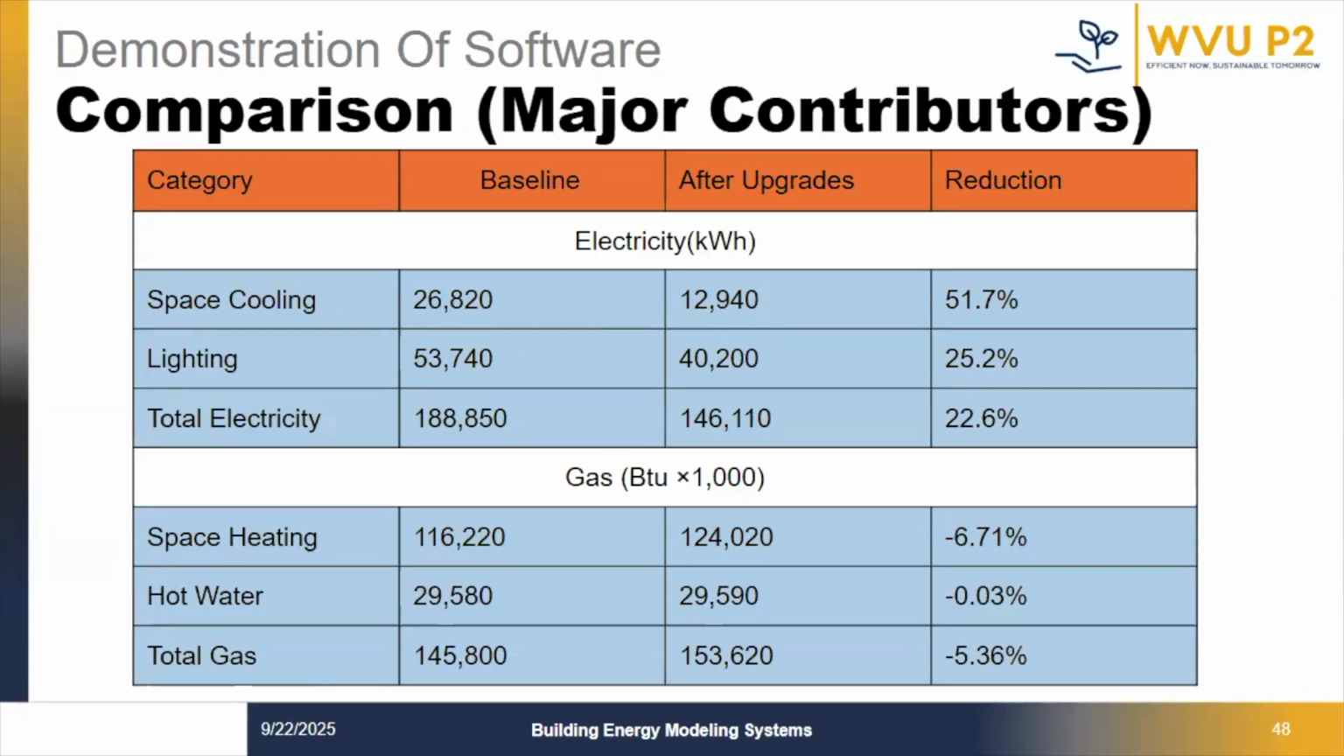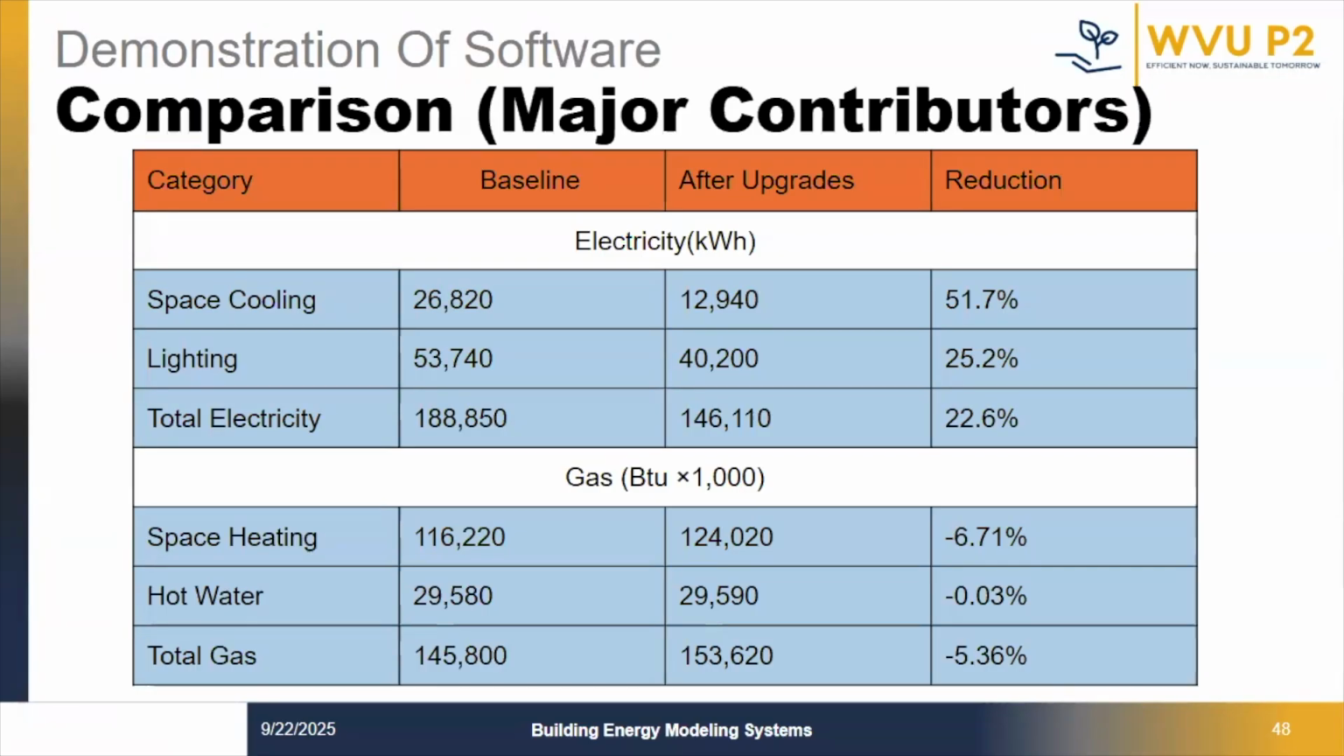The upgrades delivered major electrical savings. Cooling loads dropped around 52% from the SCR system, and lighting fell around 25% after reducing lighting power densities. So around 6% of the gas increase reflects improved furnace performance meeting more of the heating load, compounded by reduced internal heat gains from efficient lighting.